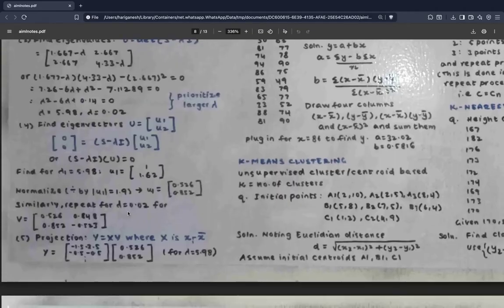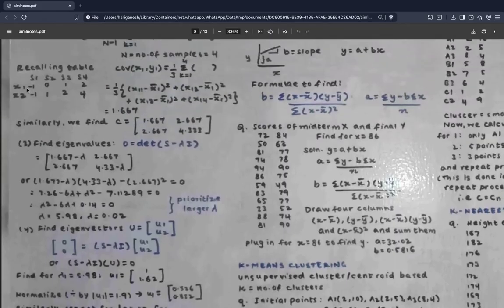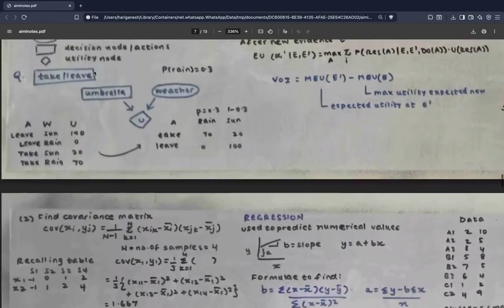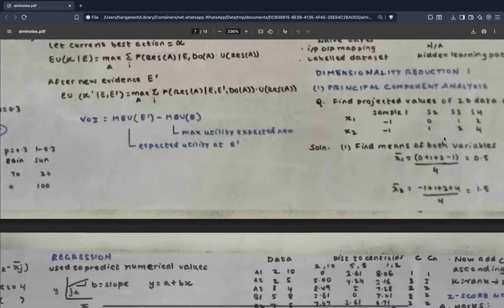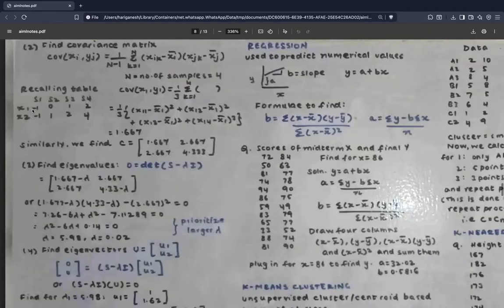Similarly, we could repeat this for lambda equal to 0.02, though it's not really necessary. The final projection that you're going to get is y, and y is equal to xv, where here x is not the same matrix that we had, but x is actually xi minus x bar. So minus 1.5 is essentially minus 1 minus the mean that we had here, which was 0.5. So minus 1 minus 0.5 is minus 1.5.